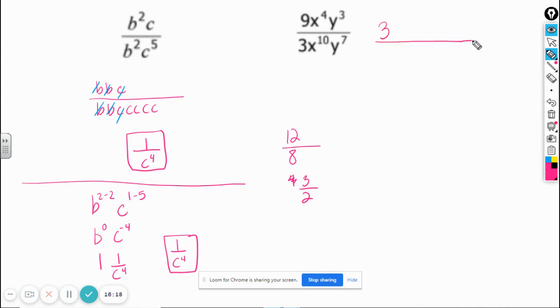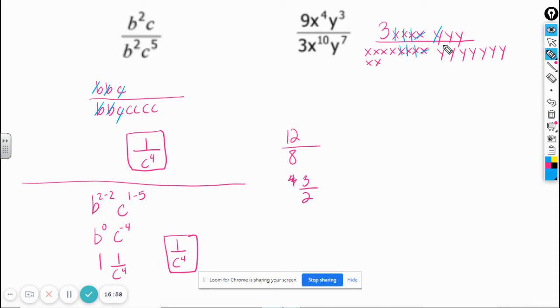But then I still am going to do the expansion. 1, 2, 3, 4, and then 1, 2, 3. And then down here, 10 of them. 1, 2, 3, 4, 5, 6, 7, 8, 9, and 10. And then 7 y's. 1, 2, 3, 4, 5, 6, 7. Come over here and cross out, cross out, cross out, cross out, cross out, cross out, cross out, cross out. So I end up with 1, 2, 3, 4, 5, 6. 6 x's on the bottom.